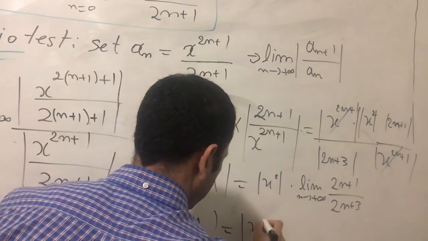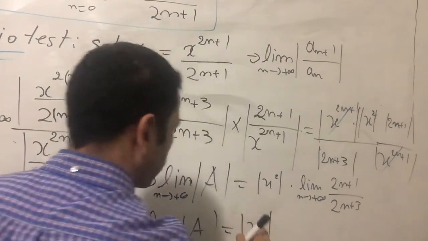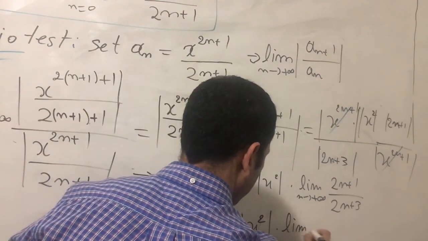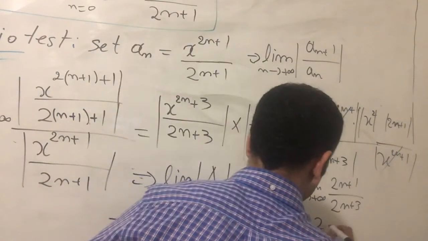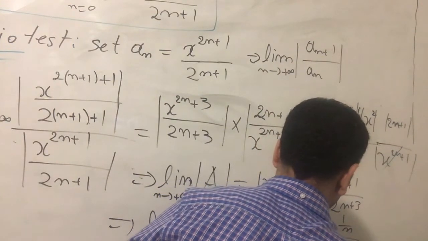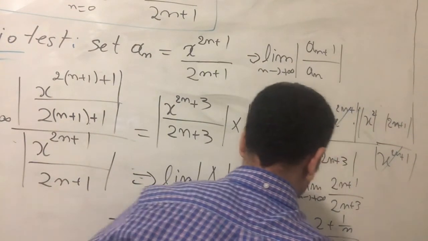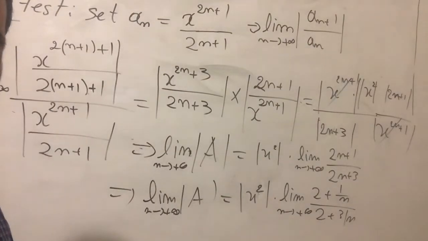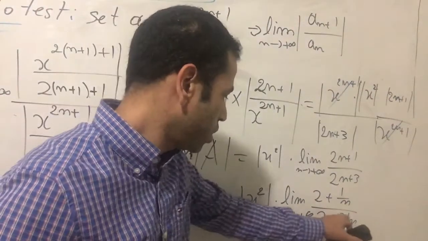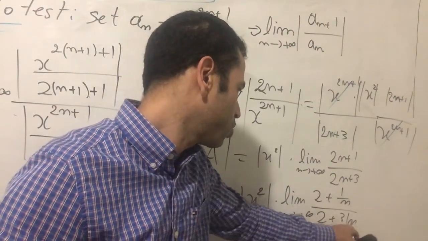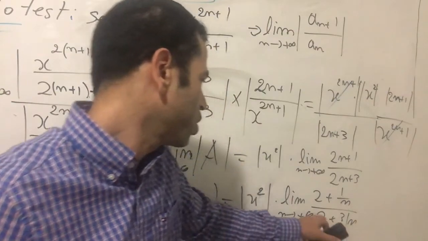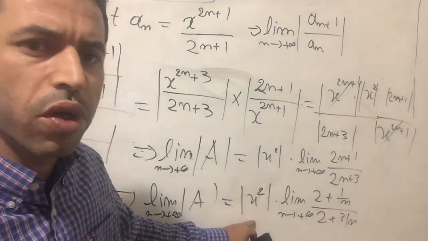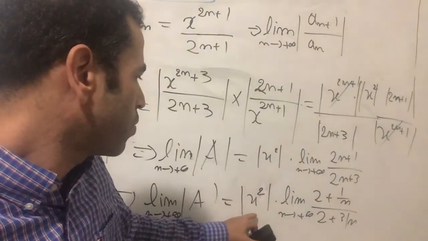So we will have the absolute value of x squared multiplied by the limit of (2 plus 1 over n) over (2 plus 3 over n) as n goes to infinity. As you see here, 1 over n is going to 0, 3 over n is going to 0, so we'll have 1. The 1 multiplied by the absolute value of x squared.